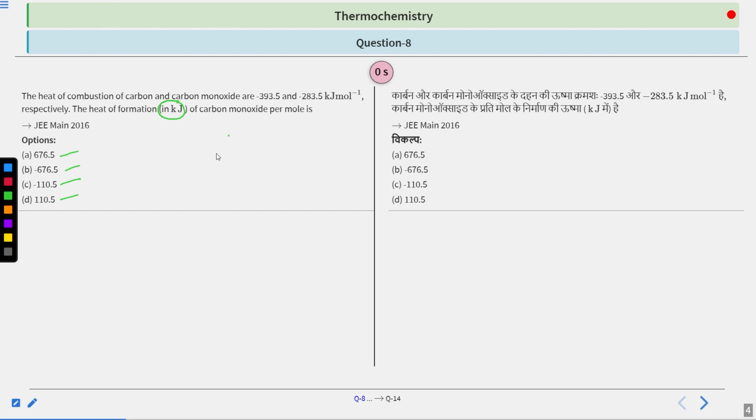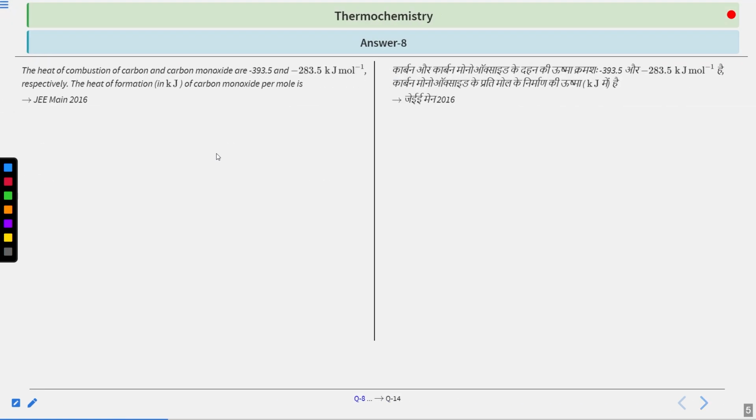Okay, so the time is up. Now let us see how we can solve it. The question is saying that the combustion for carbon and carbon monoxide is given. It is given per mole and in kilojoule. Next, you have to use these two enthalpies or heats of combustion and rearrange them so that you can get the heat of formation, and that is also in kilojoule. You have to find it for carbon monoxide, and it is also written that you have to find it per mole. So for those who have solved, the correct answer is C.